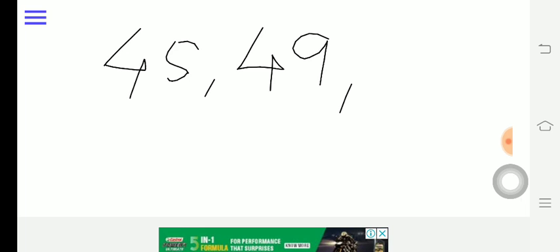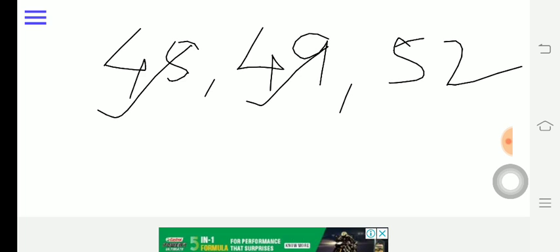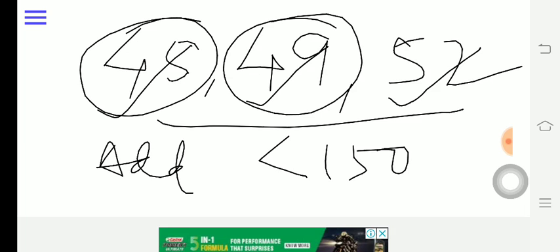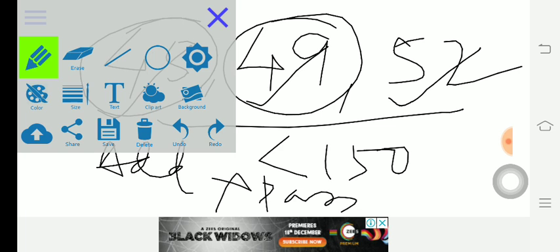Then take another case. Suppose 45, 49 and again 52. In this case you are pass individually in this, individually in this, and individually in this, but when you add this you will get less than 150. It means you will have to reappear in this exam and this exam. So in this category you are not pass in total and you will have to reappear for these two exams.